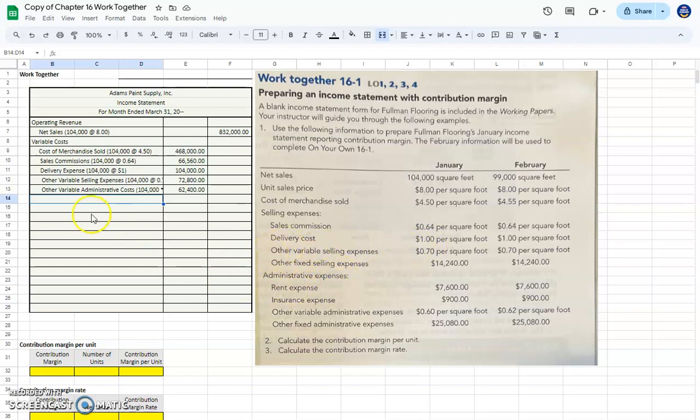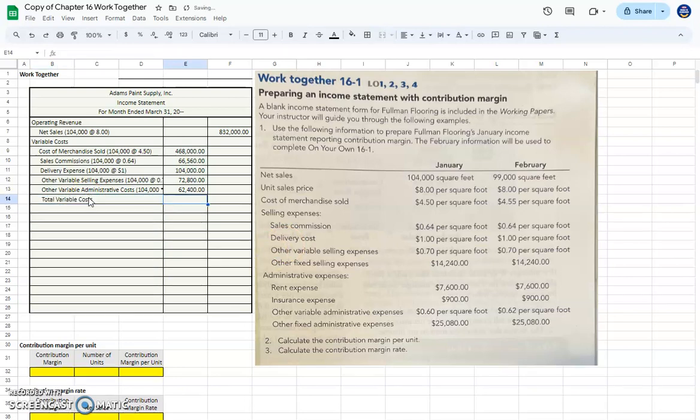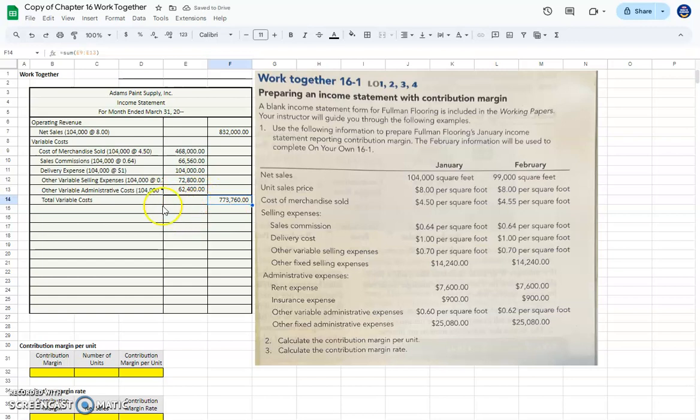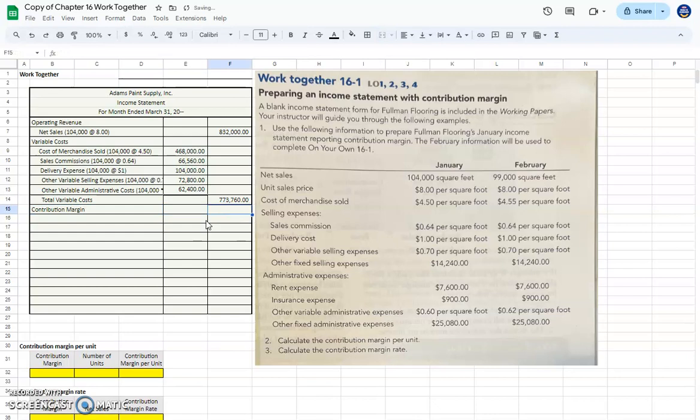So total variable costs, and that will go over here into this next column, and we'll just do a sum function on those to add them up. And we should do a thick bottom border there just to show that there's an addition. So then we'll get our contribution margin. And that is just simple subtraction. There it is. Okay, next thing, fixed costs.